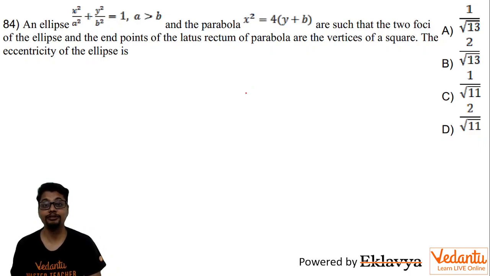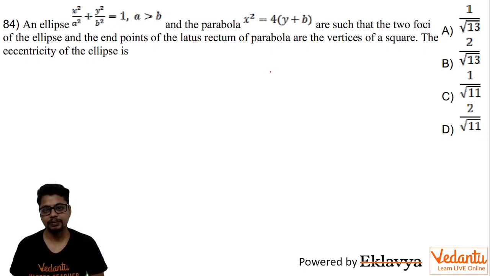We are discussing KVPY 2017 SX, and the question for this video is this. An ellipse x square by a square plus y square by b square equal to 1, where a is greater than b, and the parabola x square equal to 4 times y plus b are such that the two foci of the ellipse and the endpoints of the latus rectum of parabola are the vertices of a square. Then the eccentricity of the ellipse is: 4 options, single correct type.